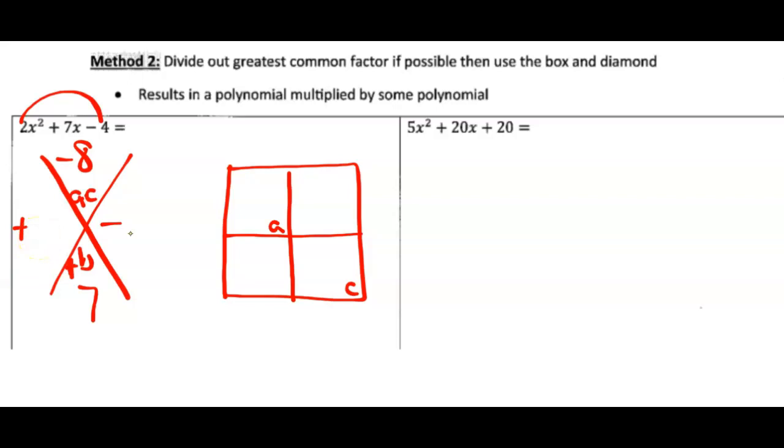So how do I do my box? Well, my 2x squared goes in here, and my c goes down here. And now I'm all set up. Now I need to find the factors of negative 8.